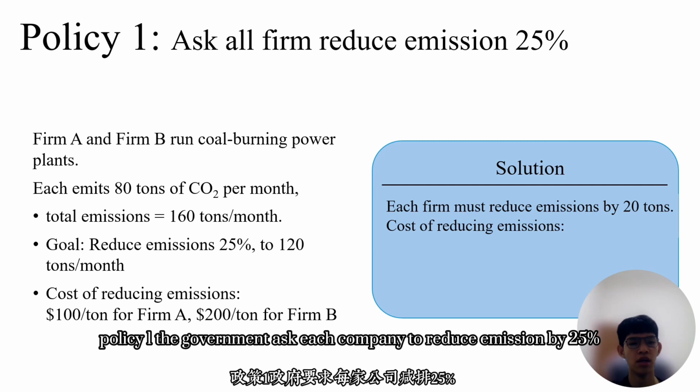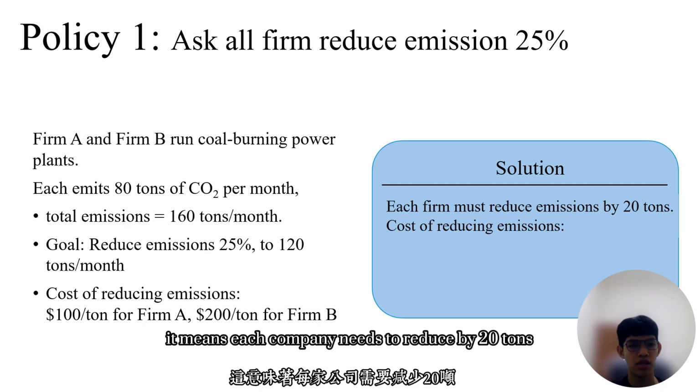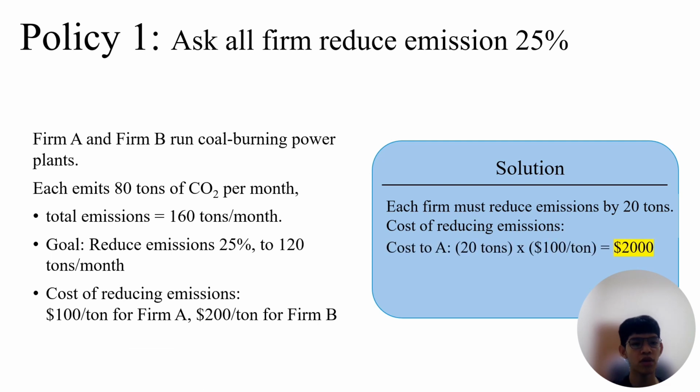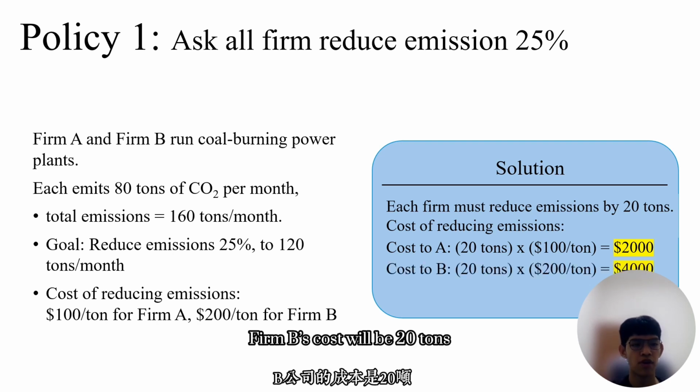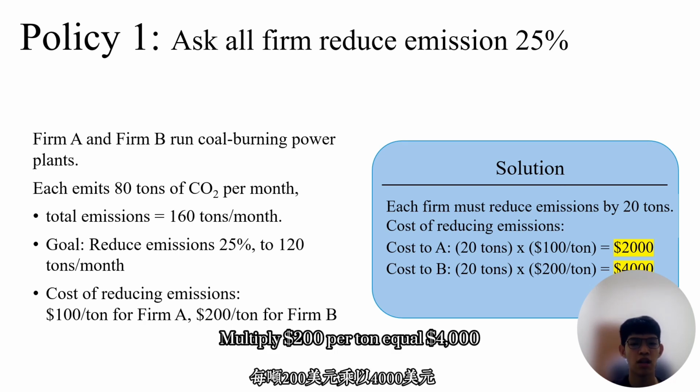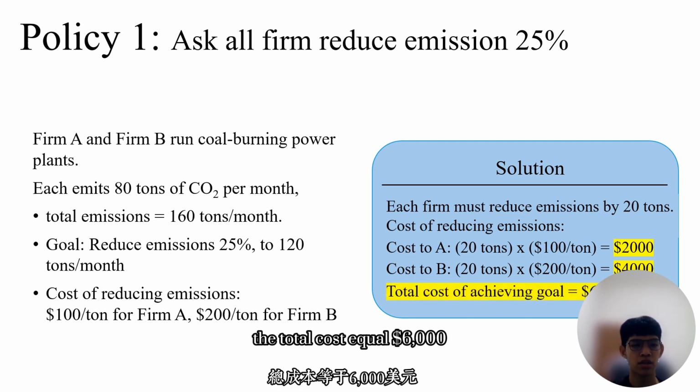Policy 1. The government asks each company to reduce emission by 25%. It means each company needs to reduce by 20 tons. Firm A's cost will be 20 tons multiplied by $100 per ton, equal to $2,000. Firm B's cost will be 20 tons multiplied by $200 per ton, equal to $4,000. The total cost equals $6,000.